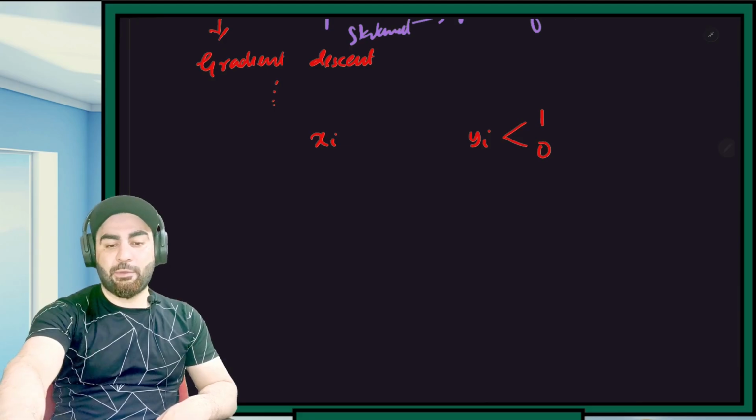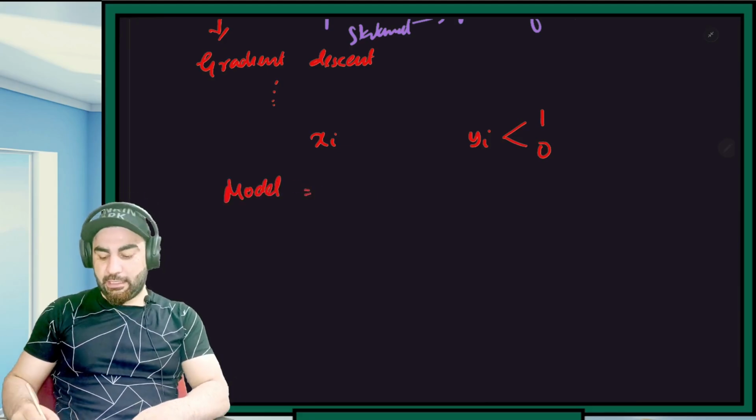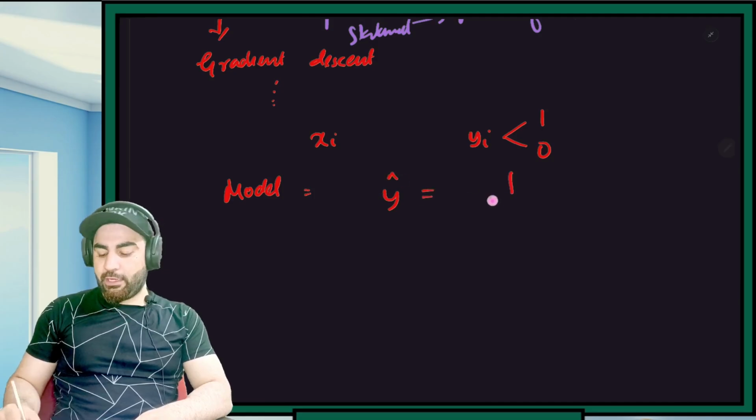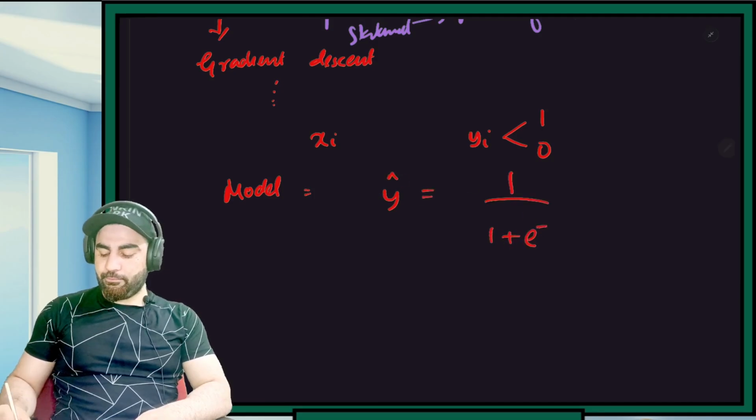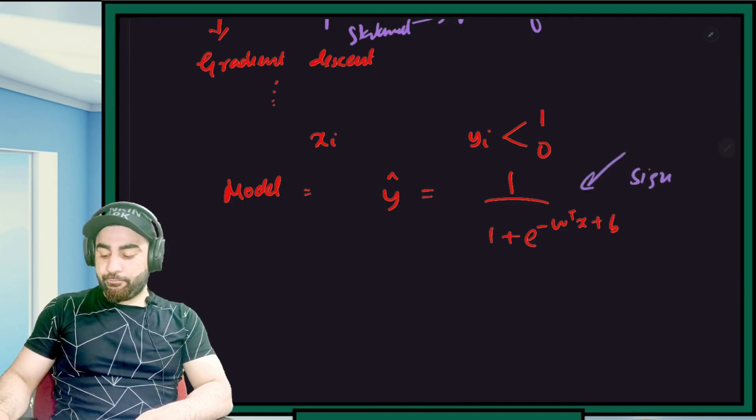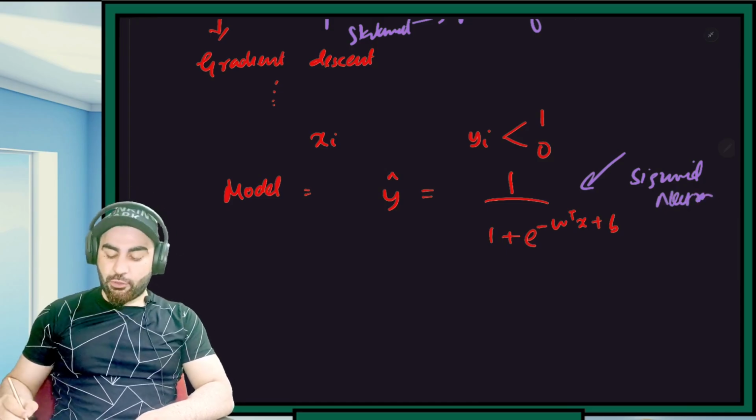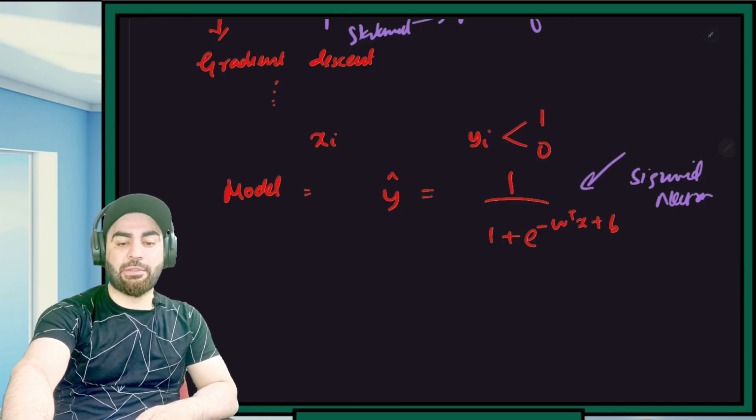Similarly, let's suppose the model here can be defined like this. We have y prediction can be 1 divided by 1 plus something of this sort. So we can use this sigmoid neuron to learn it. Now the question becomes how to learn it.